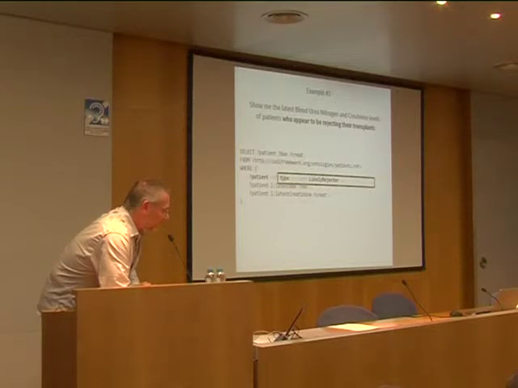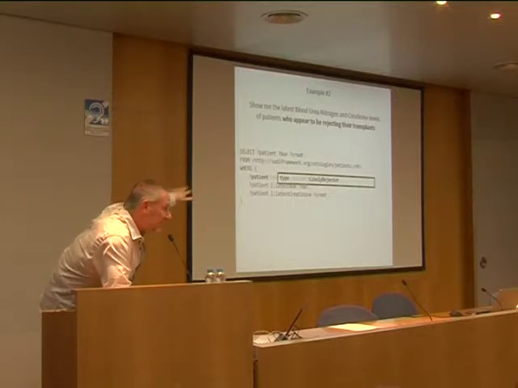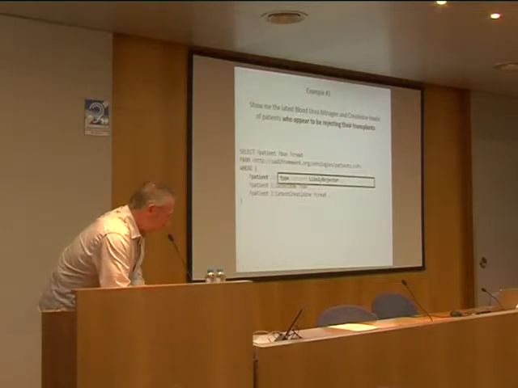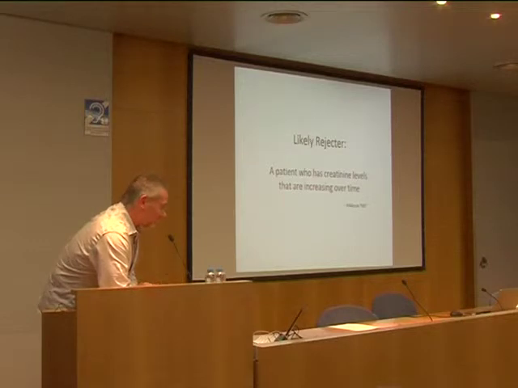Show me the latest blood urea nitrogen and creatinine levels of patients who are rejecting their liver transplants. So the question is, select the patient and the urea nitrogen, the creatinine from, in this case I actually do have an RDF table of patient data, and the patient is of type likely rejecter, and they have latest creatinine and latest urea nitrogen. This clause here, patient is of type likely rejecter, I've defined that as a patient who has creatinine levels that are increasing over time.